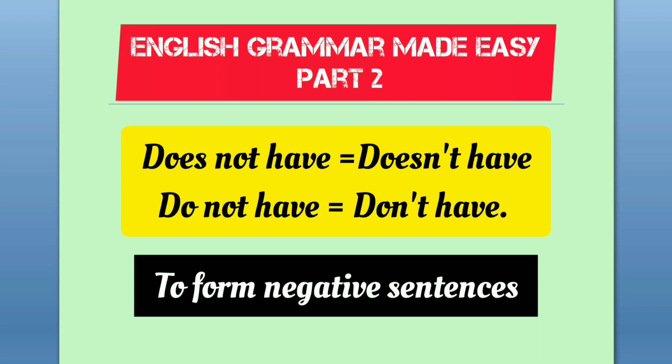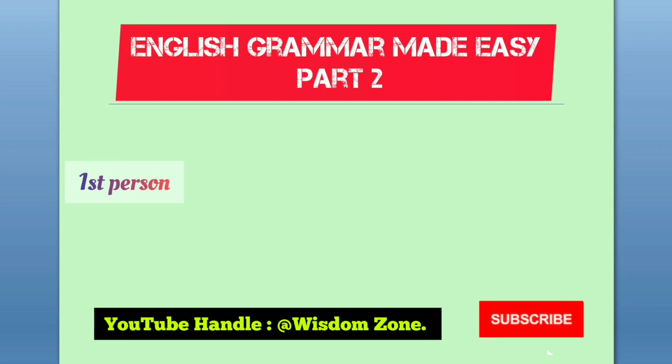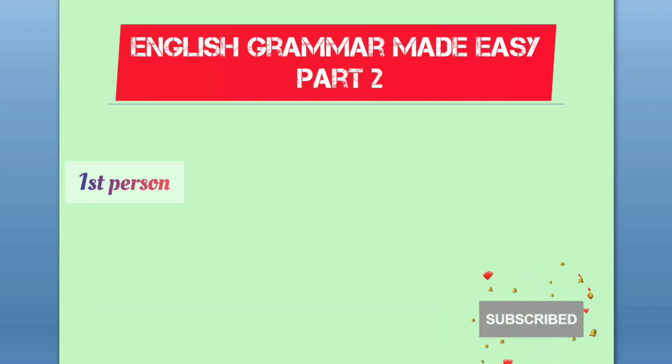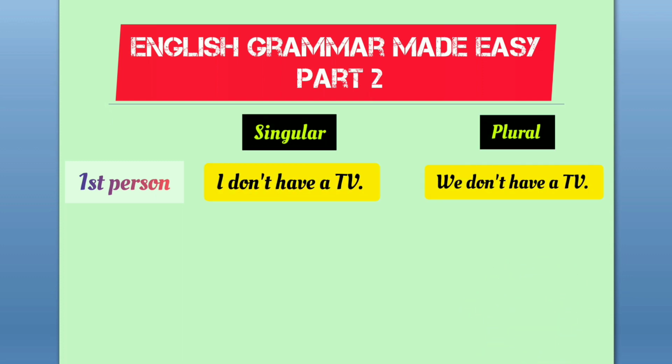So now I am going to show you where you can use doesn't have and where you can use don't have. So let me show you step by step. Let's start with the first person. As you see on your screen, first person singular number, okay? We use don't have. As you see the sentence on your screen, I don't have a TV, which is singular number. I is singular number, that is first person. So I can use don't have, okay?